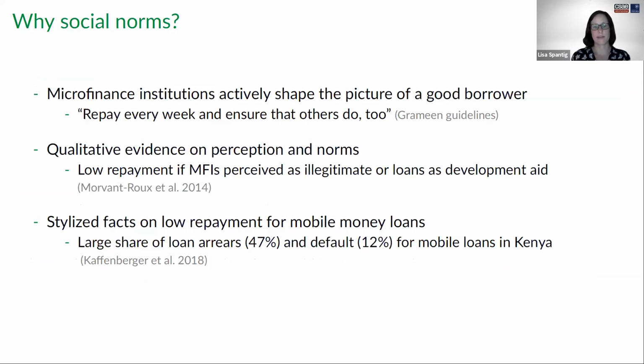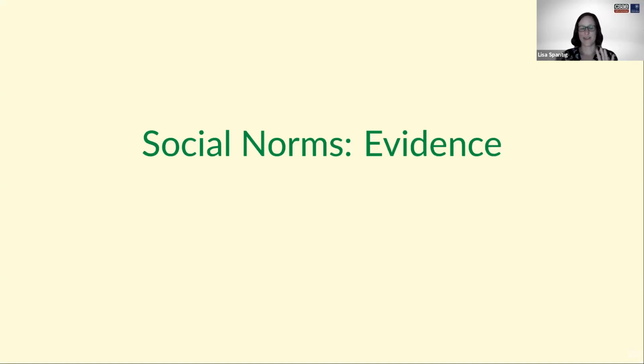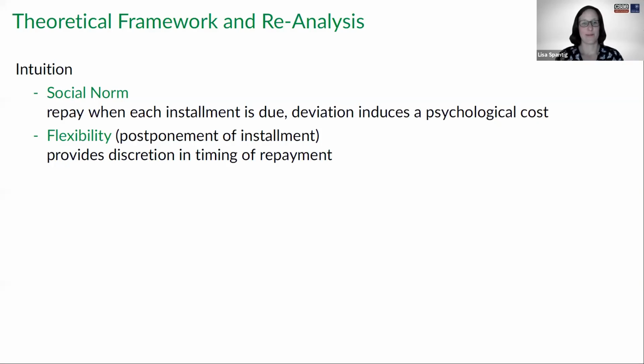So why do we think social norms can explain this? Let me briefly point out that in our setting, each week the borrower needs to recite a pledge where they promise that they will repay every week, and they will also ensure that other people do the same. That's all very hand-wavy, so let me continue with providing more rigorous evidence on the social norms. As I said, we have a theoretical framework, and we reanalyze our experimental results with respect to these predictions. But I don't think I have time to go into details, because what I really wanted to show you is the elicitation, the measurement of the social norms.